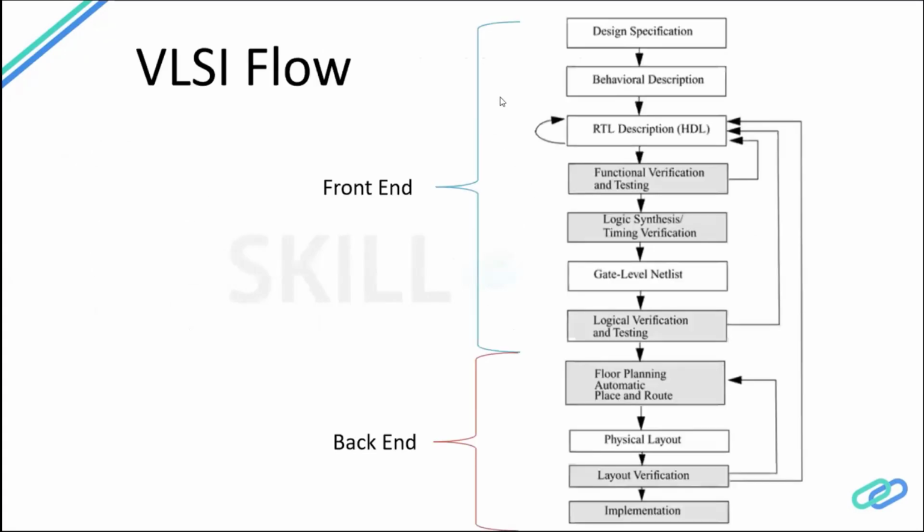So this is the flow. This is where we do the design specification. Then we write a behavior description, and we put it in an algorithm fashion. Then we write the RTL description. It could be VHDL or any of the HDLs. These days we have SystemVerilog and VHDL. Then we do functional verification and testing. This is what is called design verification. In this we use SystemVerilog, UVM, OVM, and similar environments to do the testing.